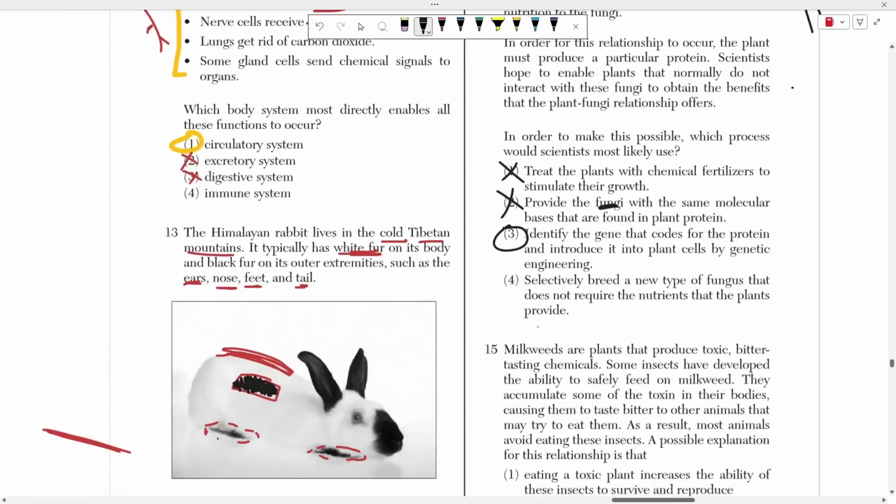Selectively breeding a new type of fungus that does not require the nutrients that the plant provides. This doesn't make sense because we want the plants to be able to produce the protein on their own. We don't need the fungus to produce the protein more. We need the plants to produce it, okay?